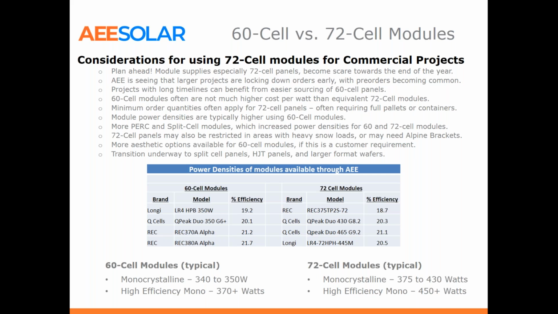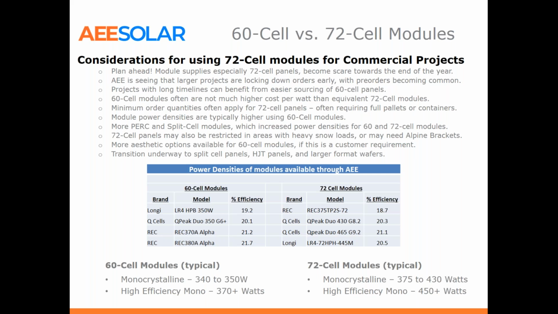72 cell modules also might be restricted in areas that might have heavy snows. For example, Aerocompact and some other racking might grip the module in such a way that you're not getting the maximum snow load there, and you might require mitigation factors like a third rail or the use of the alpine brackets. 60 cell modules, if the modules are visible from the ground, are often more aesthetic because most of the times they come with a black frame. That might be a customer requirement.